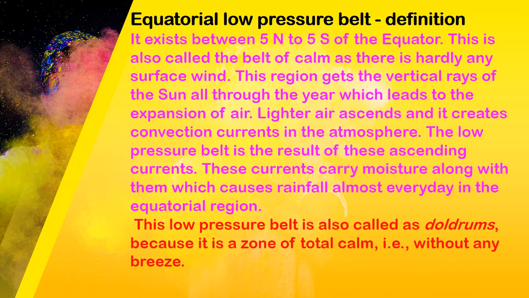Because of intensive heating by the perpendicular rays received by this area, 0 degrees to 5 degrees north and south in both hemispheres, there is expansion of air, which becomes lighter and moves upward towards the sky. Hence there is low pressure formation here, and there is no movement of breeze. So it is also called doldrums.